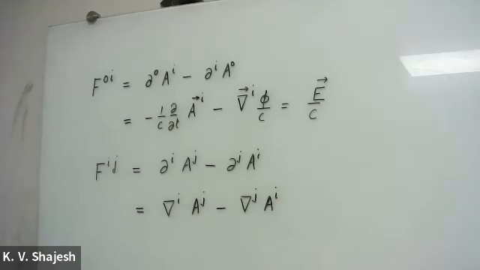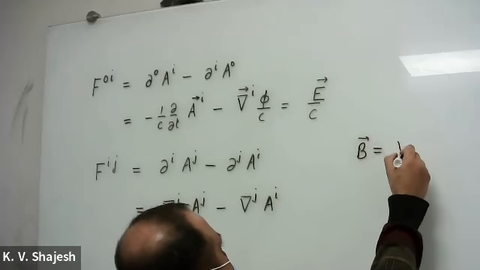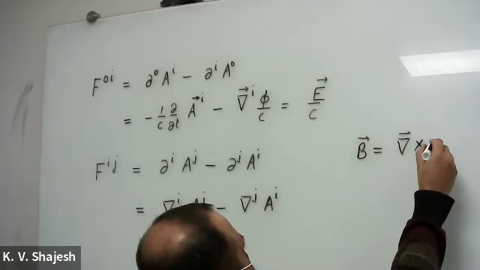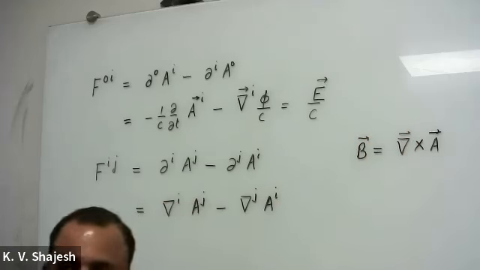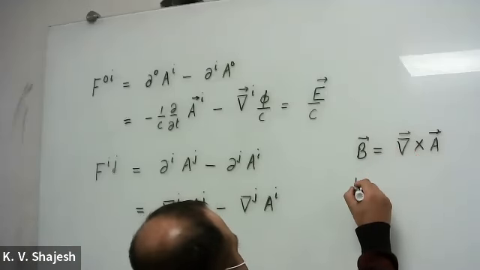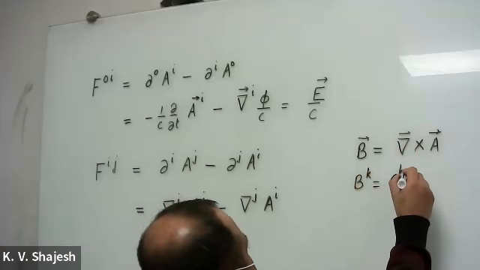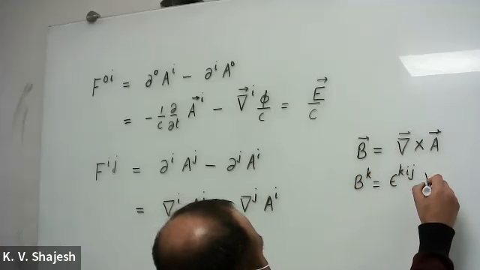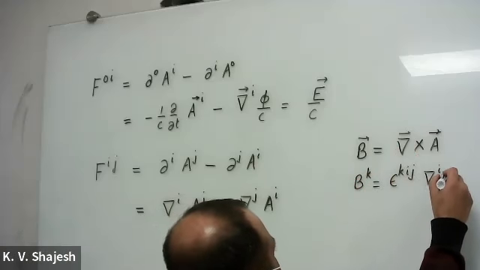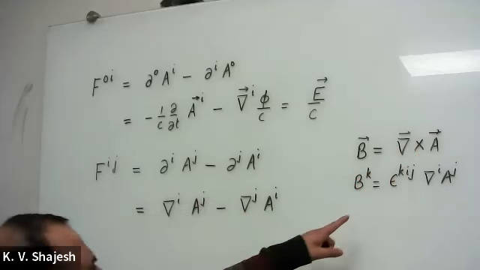So what is that? Remember your B is del cross A, right? So how do we read that out? B is del cross with A. And how would you write that in index notation? You would say B of k is equal to epsilon k i j del i A j, right? That's how you would write that. But how do you see this coming out of this?